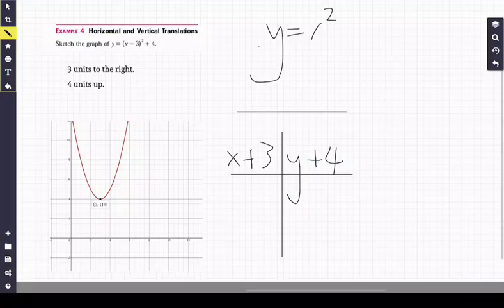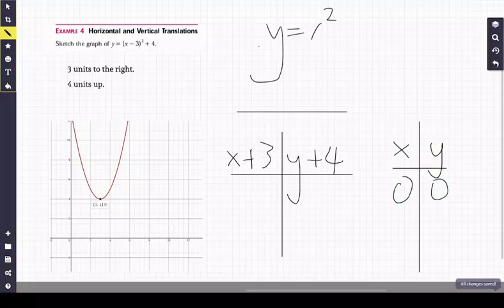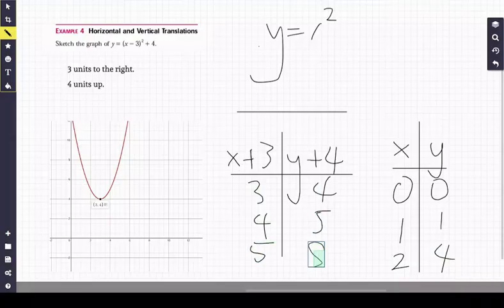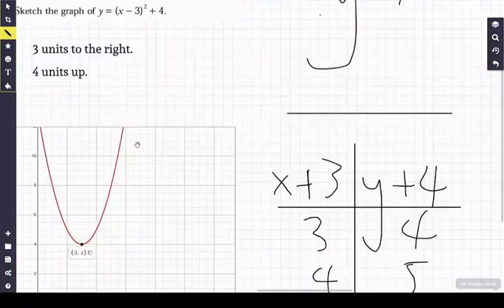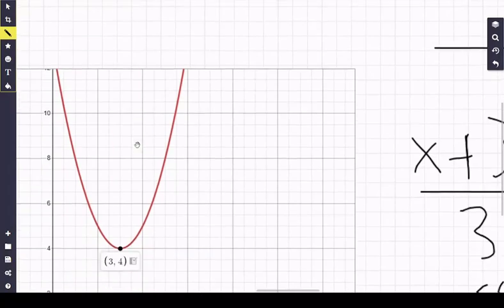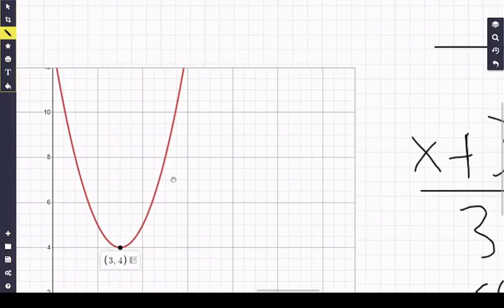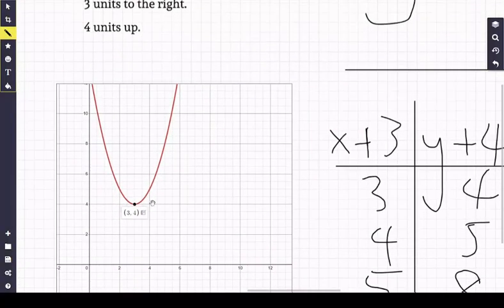So originally we had 0, 0, right? This was the original x and y. So originally we had 0, 0, and then 1, 1, 2, 4. That was our quadratic. And now we look at it and it's 3, 4. And now it's 4, 5. And that's 5, 8. And if we look at this graph that I graphed for you earlier, we're like, hey, look, these are the points here. 5, 8. What else? 4, 5. And then 3, 4.